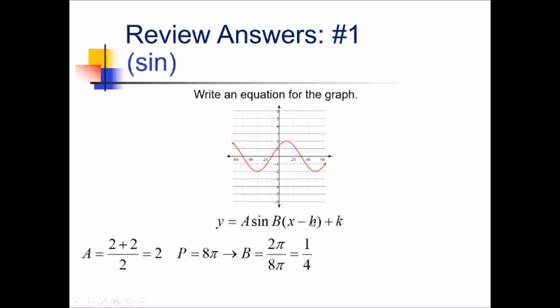Now for the h value, that's going to be, for the sine wave, the x value where I see the middle of the wave going up. So here's one such spot where that happens, middle going up, and that's at negative pi.